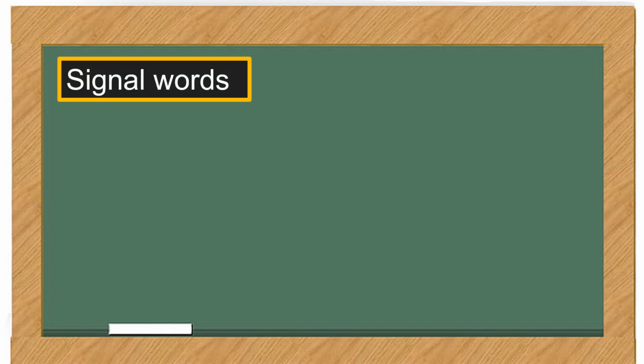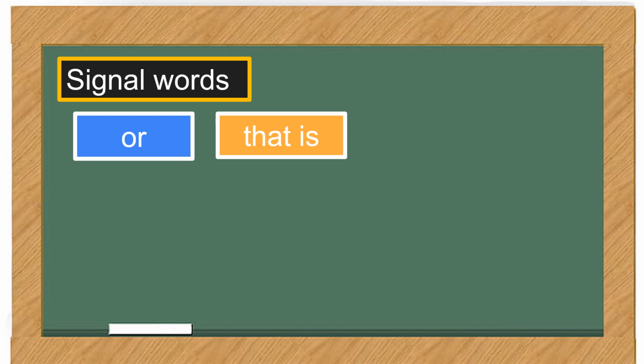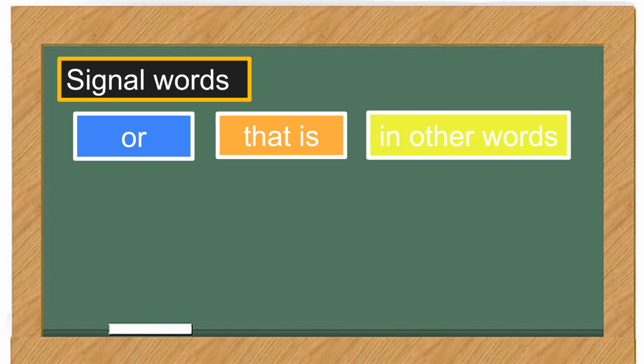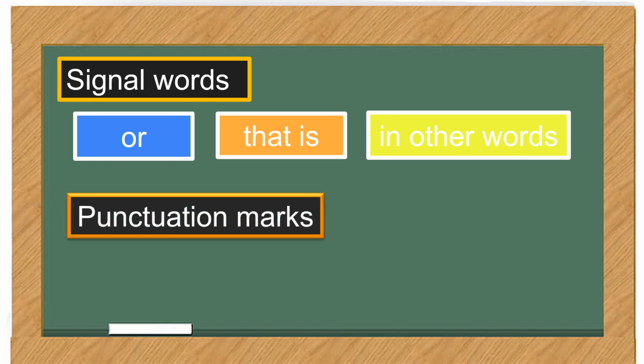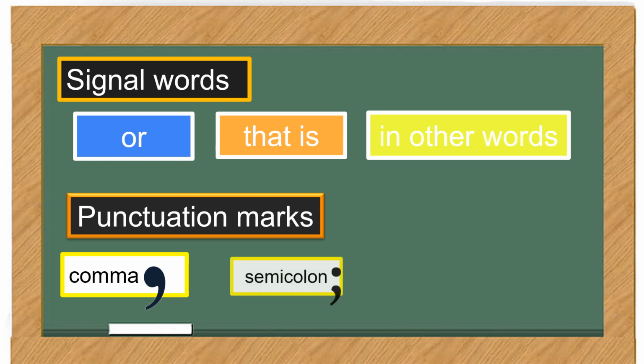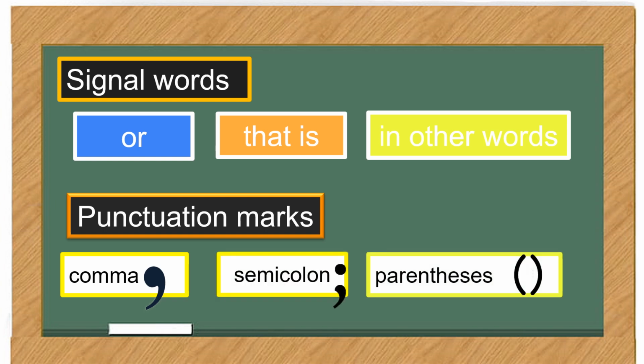There are some signal words that will help us identify synonym clue. They are or, that is, and in other words. Aside from signal words, there are also punctuation marks that are used in this type of context clue such as comma, semicolon, and parenthesis.